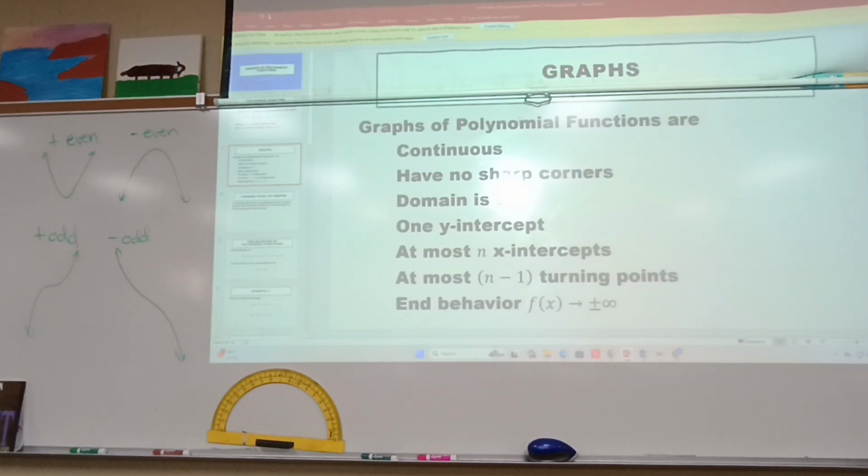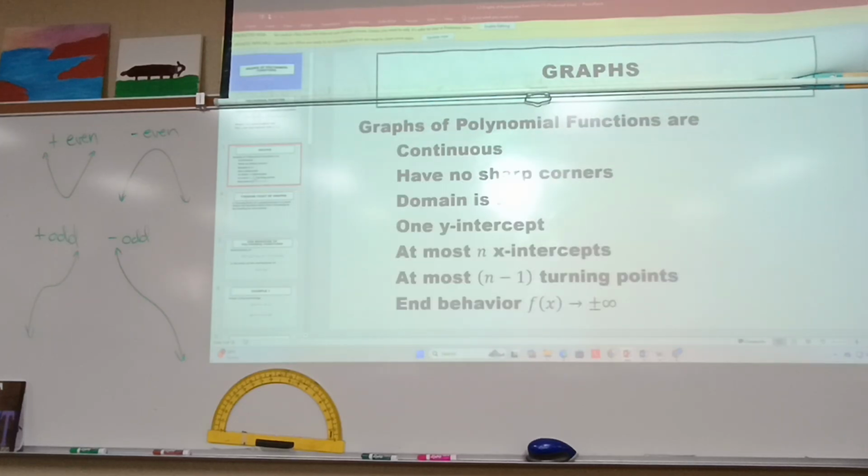Here are some things about polynomials. They're continuous. Their domain is all real numbers. There are no sharp corners. One y-intercept. They could have up to n x-intercepts, where n is the highest power. So like if I have x to the 5th, that could cross 5 times. That could have 5 x-intercepts. Now they could have less than that, right? They could have 1. In fact, you could have an x squared that has 0, but at most x squared would have 2.